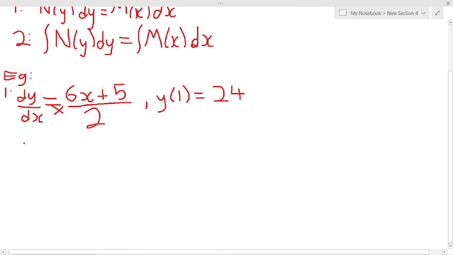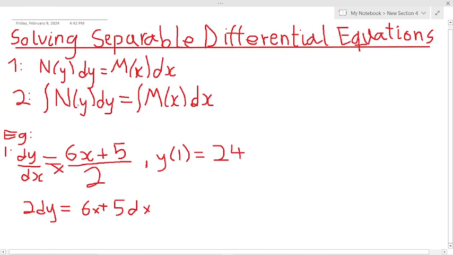So we have 2 dy all equal to 6x plus 5, which is also having dx, right? So you realize that our equation here resembles what we have here, n of y being our 2 and m of x being 6x plus 5.